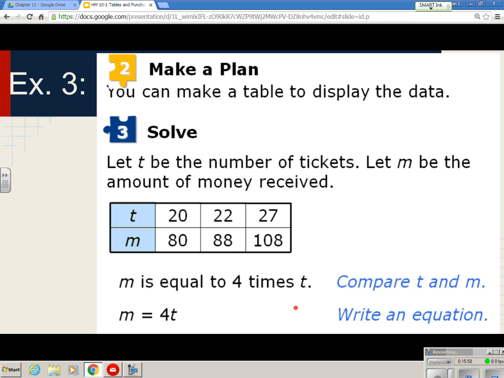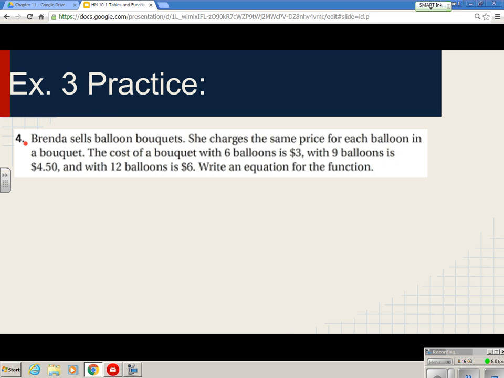So that's our answer. That's what you have to do for these problems: set up a table. Usually it helps if it's going to give you a continuation of info. So here's one for you to try. It says Brenda sells balloon bouquets. She charges the same price for each balloon in a bouquet. The cost for a bouquet with 6 balloons is $3. If you have 9 balloons, $4.50. If you have 12 balloons, $6. So write an equation. Again, like I just showed you in the example, I would write out a table, and I would come up with 2 variables that you're trying to solve for. Go ahead and try it on your own and then come back. I'll show you how I did it.